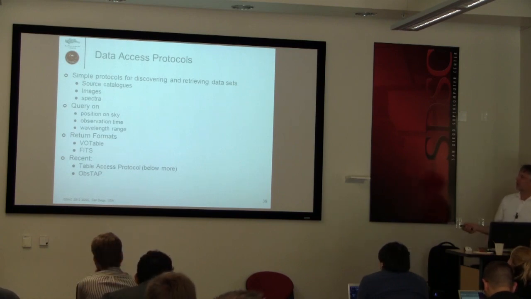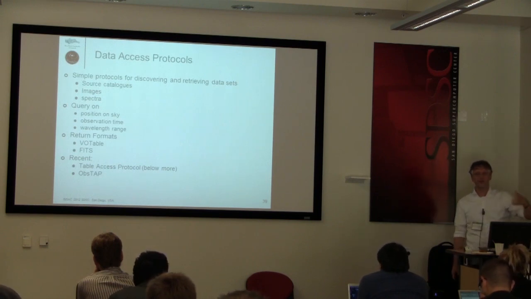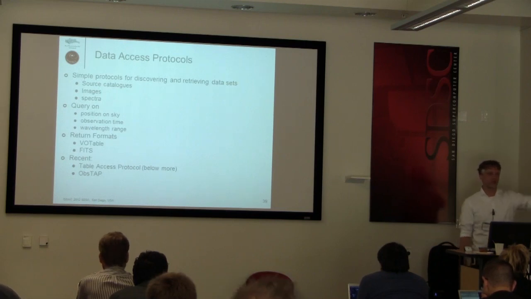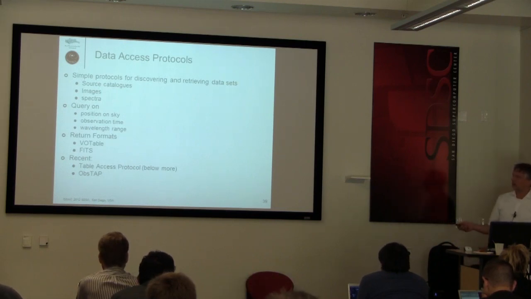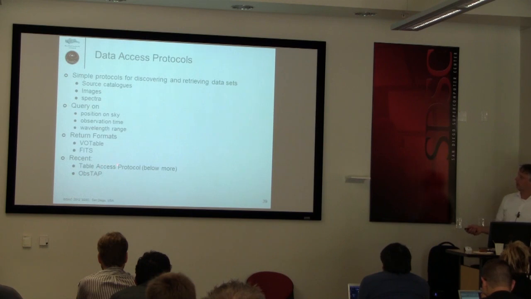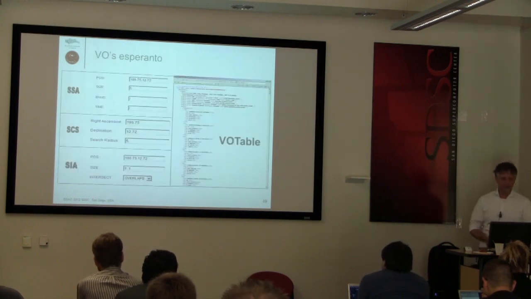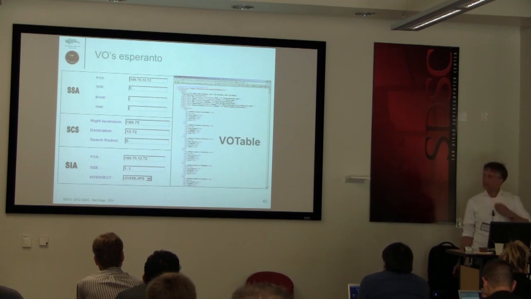So sometimes you can say something about observation time. Not just give me observations that you did there, but also at that time. Because maybe I have seen a supernova there. Did you actually look there at that time? And do you have a certain wavelength range? Those are actually already mainly part of the spectral protocol. Then there are some standard return formats, this VO table that I mentioned before, and FITS. So there are some other observational ones. But this is, in a sense, the simplest version of VO's Esperanto.